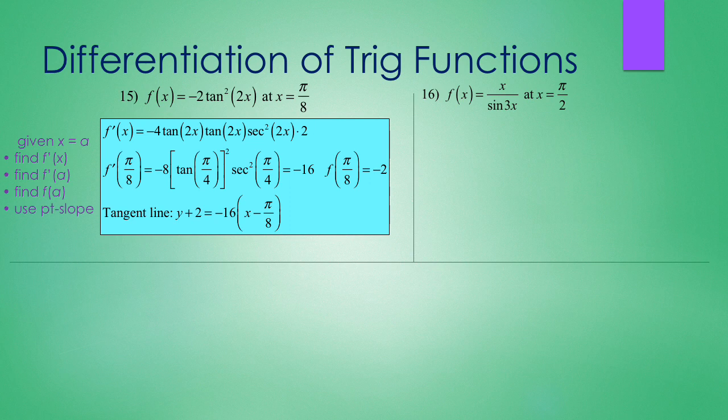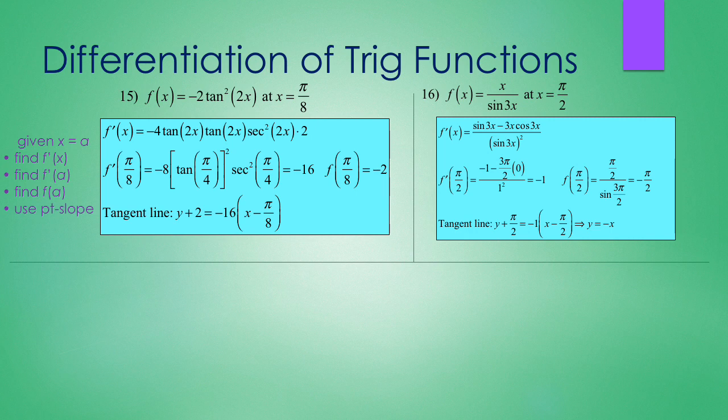You also have to calculate f of pi over 8. And when you plug pi over 8 into the f expression, you get negative 2. So our tangent line is y plus 2 equals negative 16 quantity x minus pi over 8. I strongly suggest you do this on your calculator by graphing the function, graphing the tangent line, and showing that the tangent line is indeed tangent at x equals pi over 8.